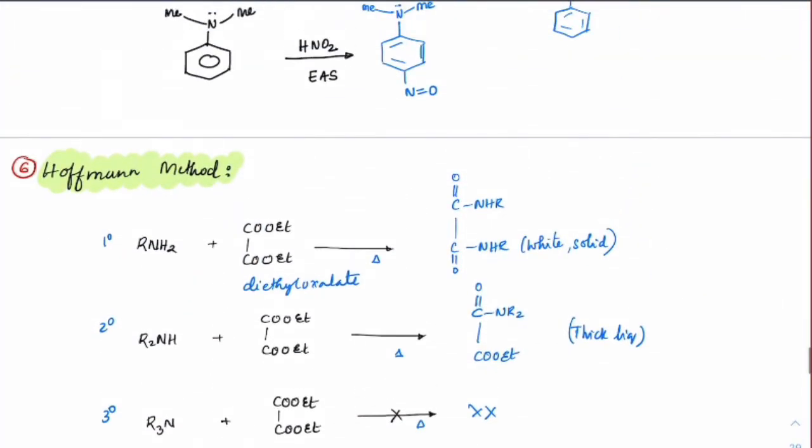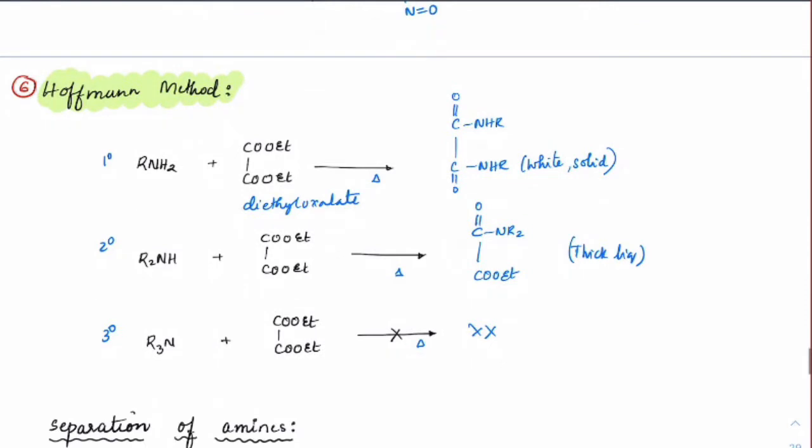This is not in the JEE syllabus as such. Once there was a question asked on what is Hoffman method. Just remember it is also used for separation of amines. That's all you need to know.